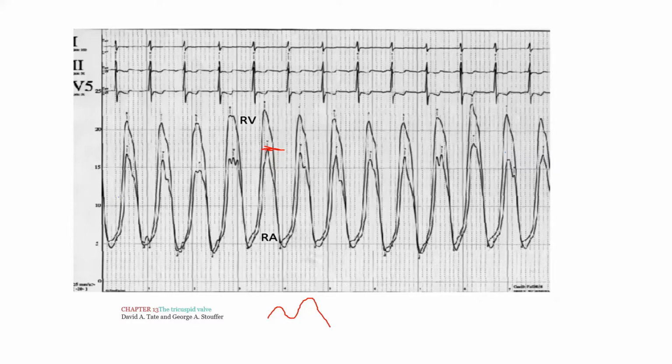The V wave is a systolic wave because we said that it's due to the venous return retained in the right atrium during systole. So this is a V wave. But is it normal or abnormal? It's high. Very good. Yes, it's a giant V wave. Why?